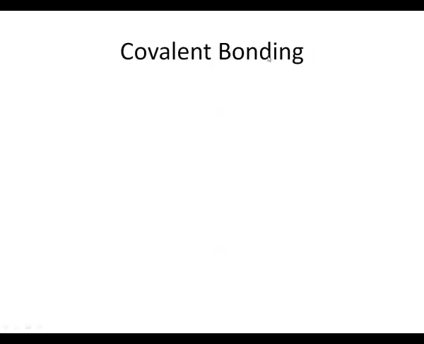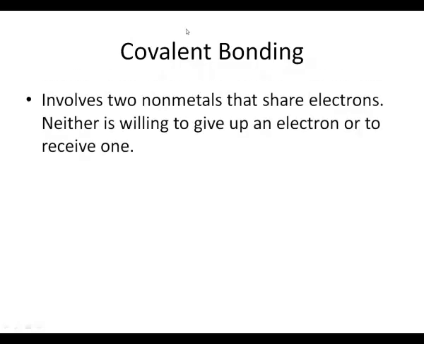And the last type of bonding that we learned about was covalent bonding. Covalent bonding involves two nonmetals that share electrons. Neither one is willing to give up an electron or to receive one. So this is where we have electrons being shared. And as a result, depending on how many electrons are being shared, we could have single covalent bonds, or double or triple covalent bonds as well. This also involves polarity. So only covalent bonds can show polarity.